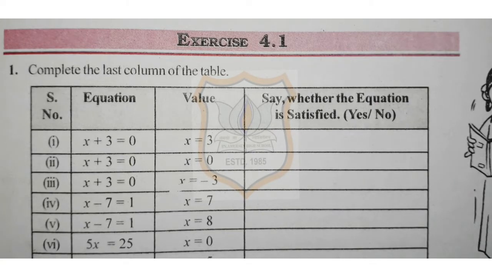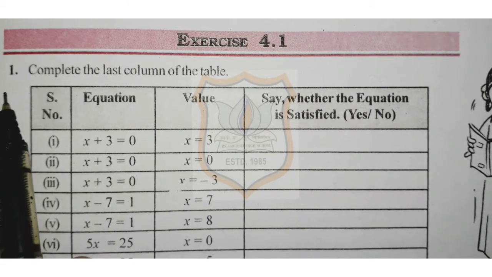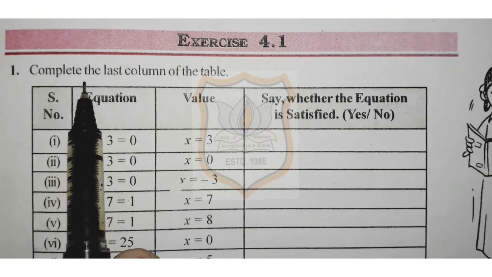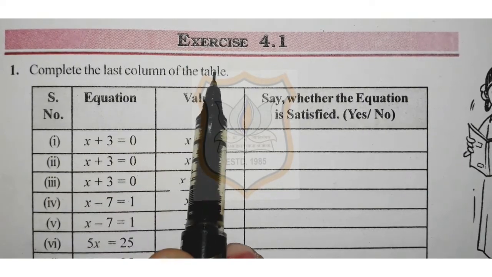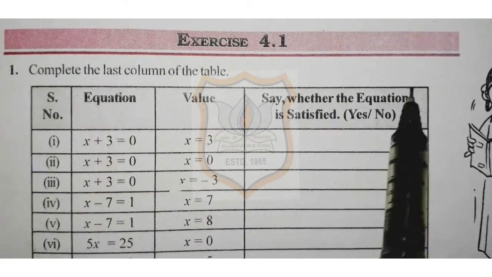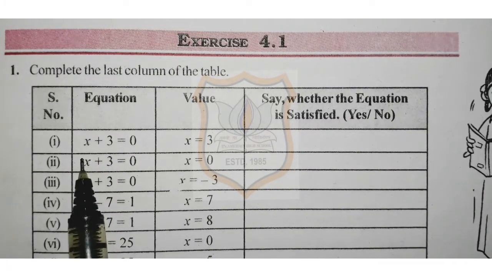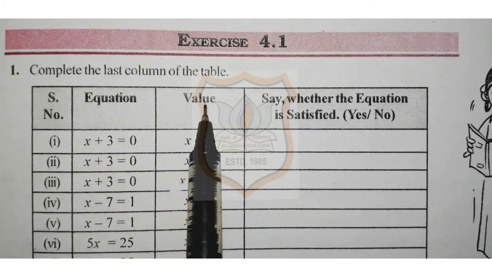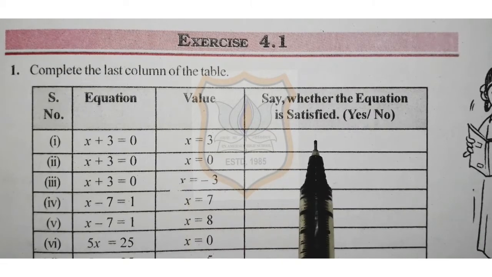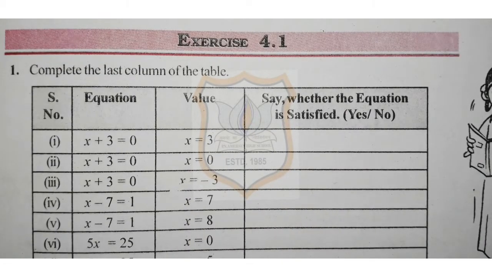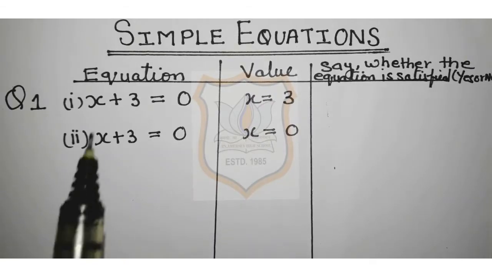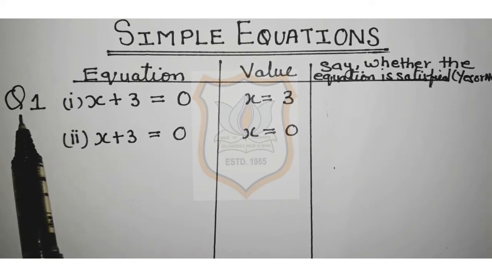Today we are going to start exercise 4.1. First question of exercise 4.1 is complete the last column of the table. In this question, this table is given in which you have to solve the sums by putting the values and then you have to complete the table. So students, let's solve part first of question number 1.